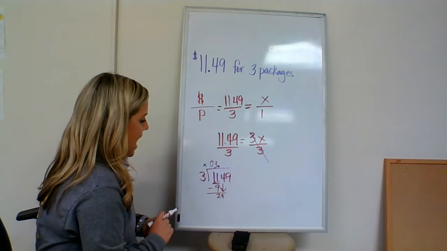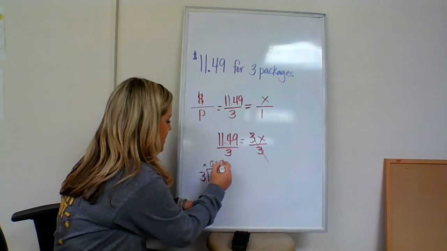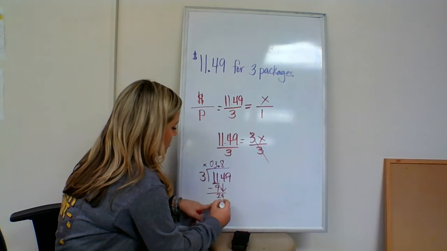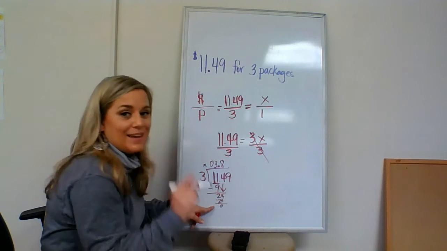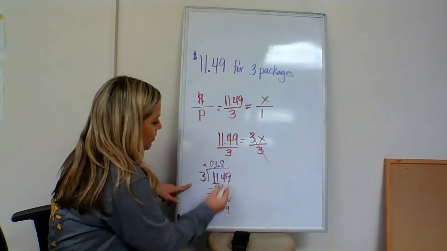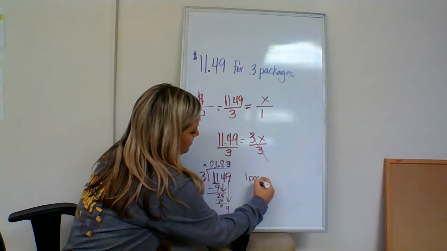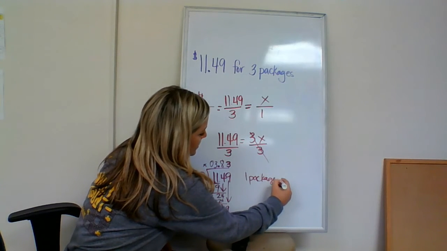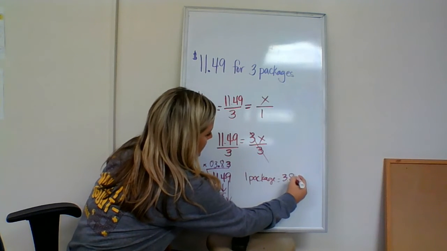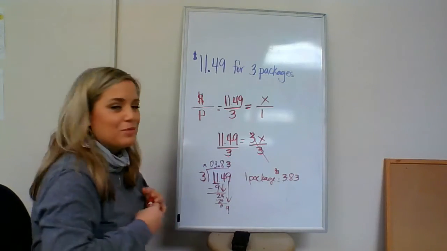Okay, now 3 will go into 24 8 times. 8 times 3 is 24, but I'm not done. I got to bring down this 9. And 3 will go into 9 3 times. So one package is equal to $3.83. Okay? $3.83. It was easy, right?